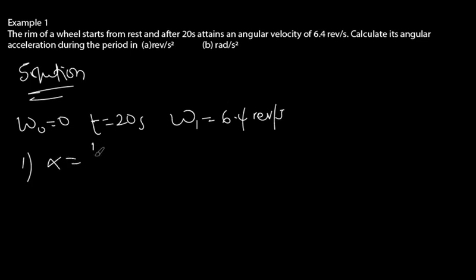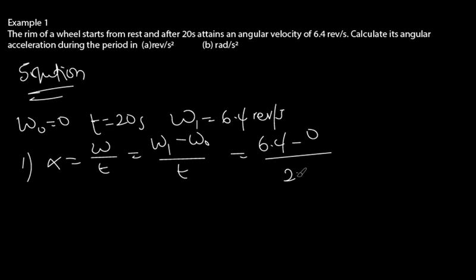Angular acceleration is the change in angular velocity divided by time. The final angular velocity is 6.4, minus the initial, which is 0, divided by the time, which is 20 seconds. If we punch this into the calculator, we get 0.32 revolutions per second squared. So this answers the first part of the question.